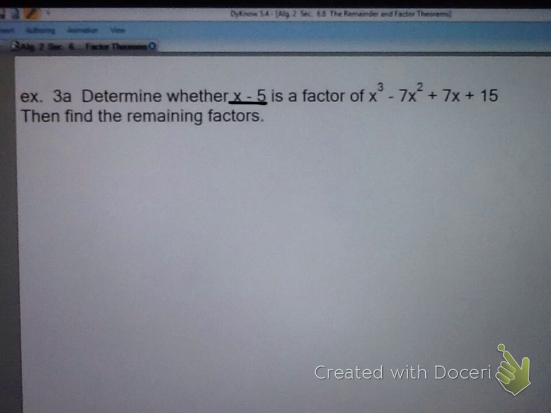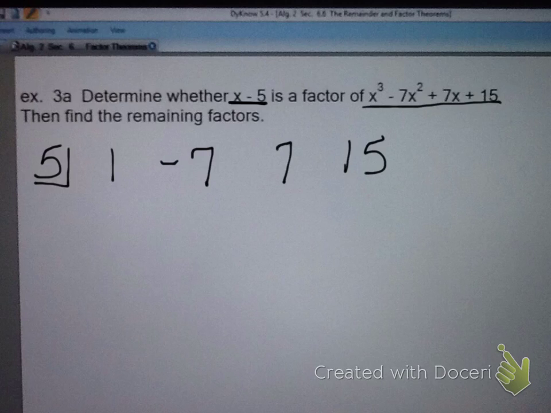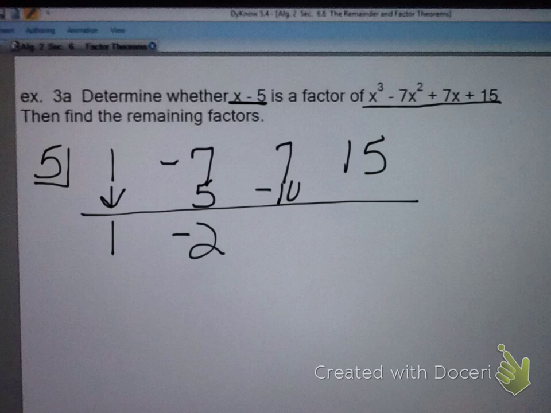Example 3a. Determine whether x minus 5 is a factor of x cubed minus 7x squared plus 7x plus 15. Then find the remaining factors. So we are going to use the synthetic division. So my root is 5. I put in my column headings. I don't have any missing terms. I got a 0 remainder. So that means that x minus 5 is a factor.